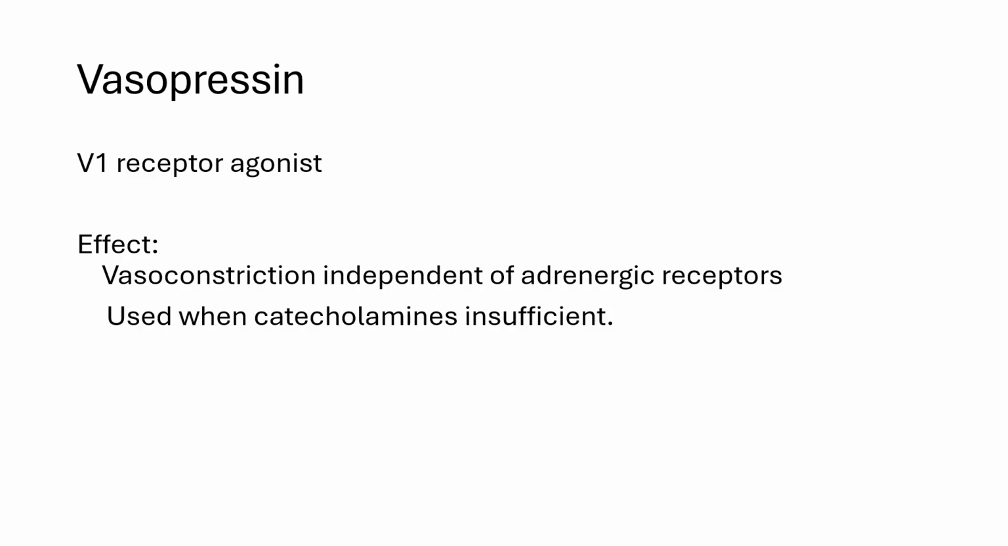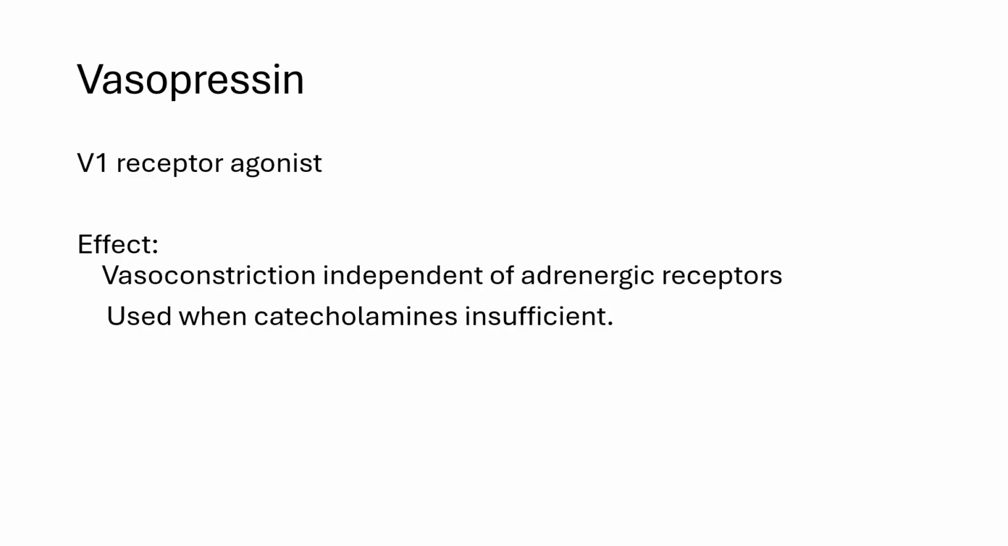Vasopressin differs from the previous pressors because it does not work through adrenergic receptors. Instead, it acts on V1 receptors located in the vascular smooth muscle. Activation of V1 receptors causes vasoconstriction. Because its mechanism is independent of alpha and beta receptors, it can be effective when adrenergic receptors are downregulated or when high-dose catecholamines are no longer producing significant response.